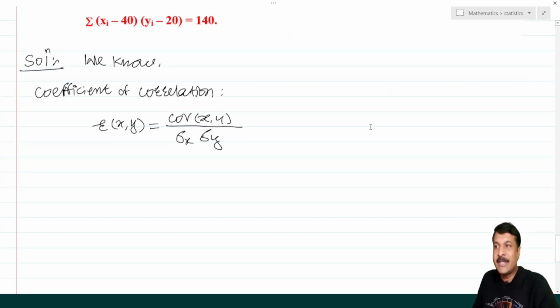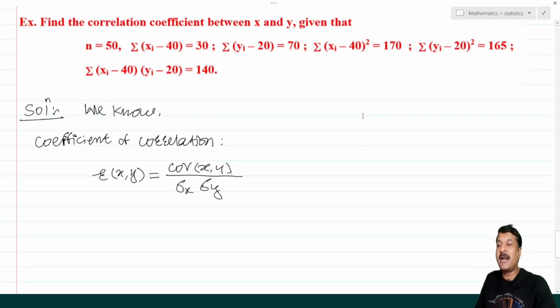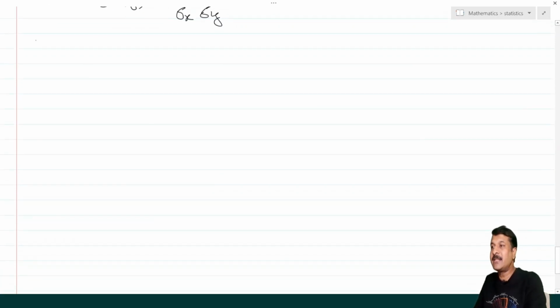So solution here, we know the coefficient of correlation of x and y is r of x comma y equal to covariance of xy upon sigma x sigma y. But the interesting part here is xi minus a, that is u, and yi minus b, that is v, and this is u square, this is v square, the values given. So values are given in the form of u and v. So first you write the given values.